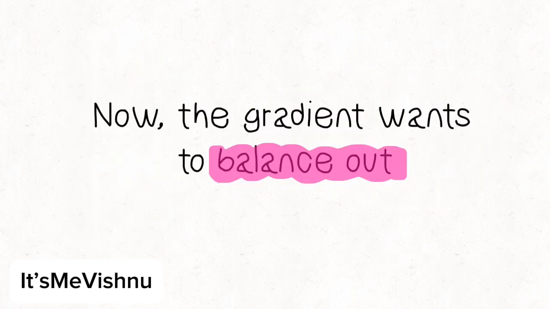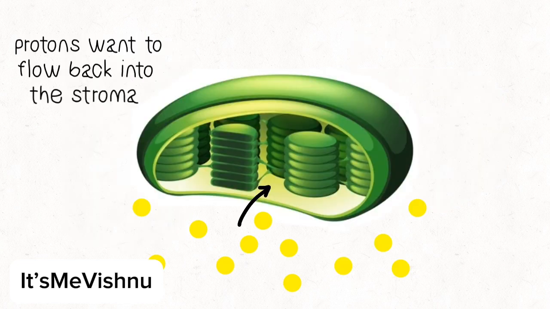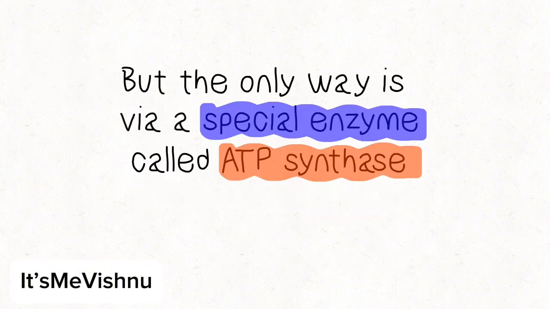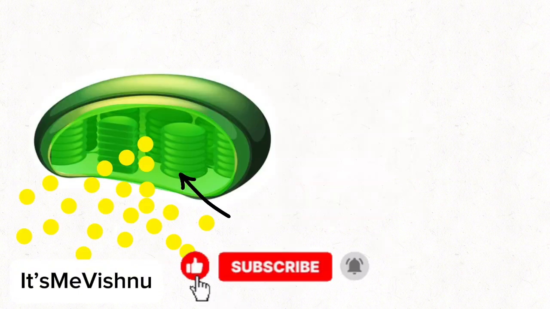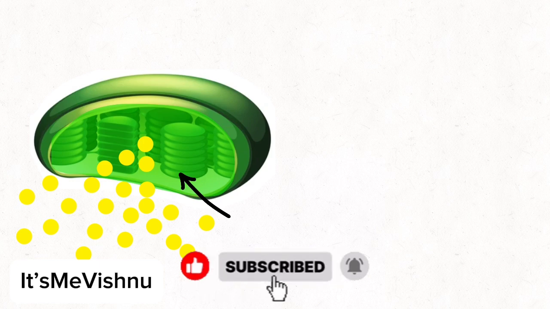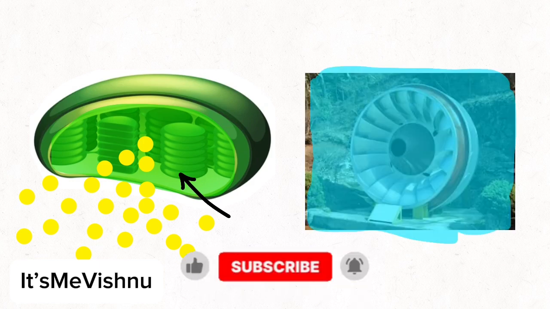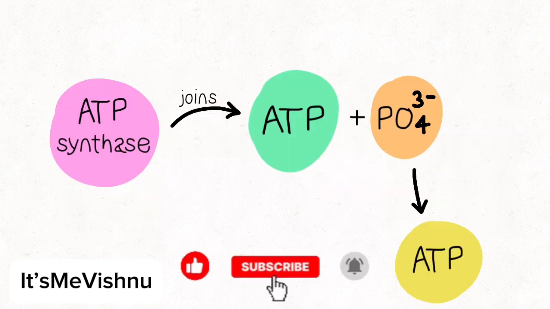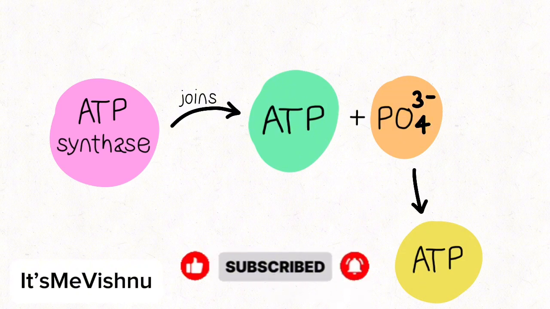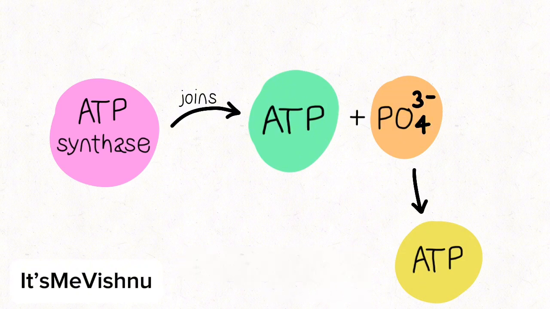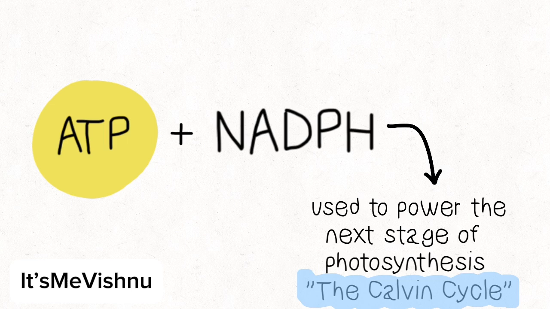Now the gradient wants to balance out. The protons want to flow back into the stroma, but the only way through is via a special enzyme called ATP synthase. As the protons rush through the ATP synthase, like water spinning the blades of a hydroelectric turbine, the enzyme harnesses this flow to join ADP with inorganic phosphate, producing ATP. The ATP, together with the NADPH made in the light reaction, will power the next stage of photosynthesis, the Calvin cycle, where sugars are built.